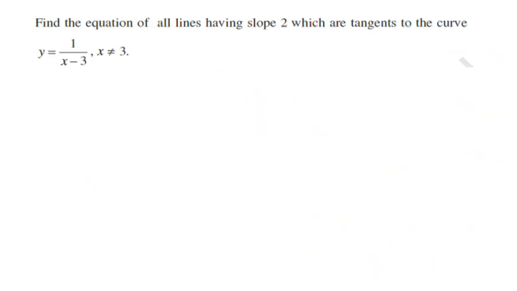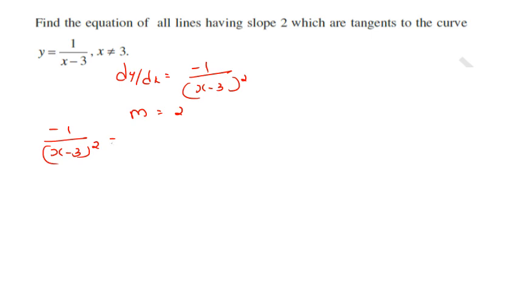So, here what is the slope of the tangent? dy by dx is equal to minus 1 by (x minus 3) the whole square. And slope is equal to what? 2. So what we can write? Minus 1 by (x minus 3) the whole square is equal to 2. So minus 1 is equal to 2 into (x minus 3) the whole square.